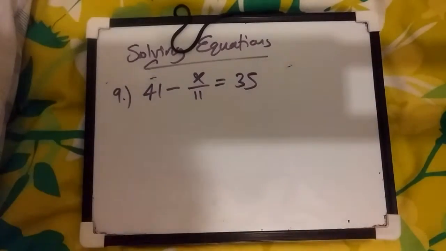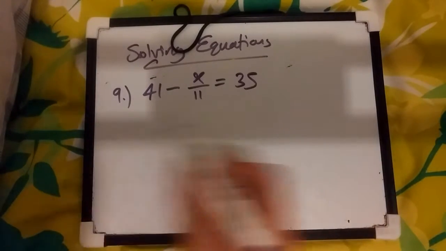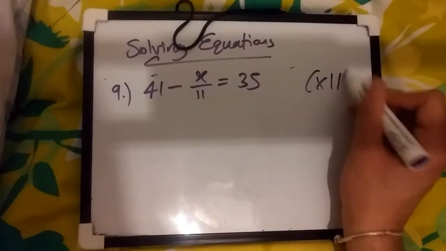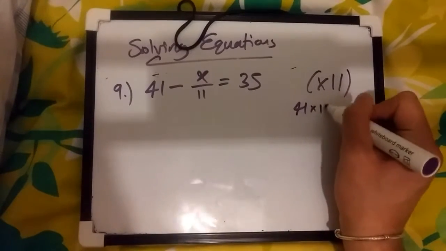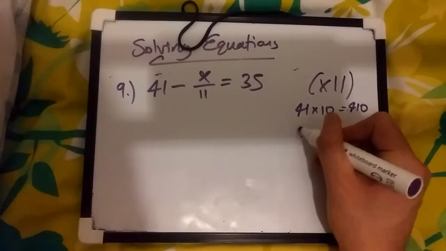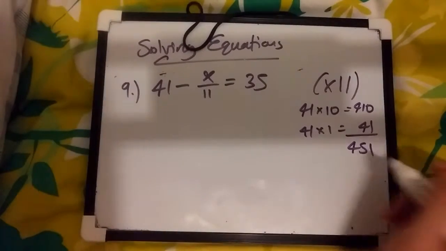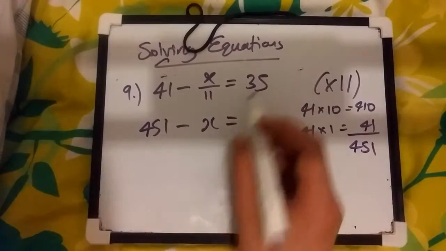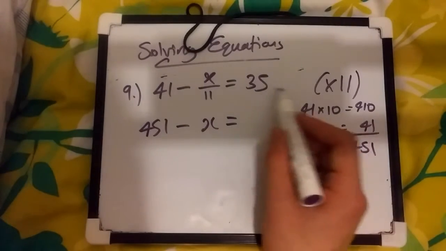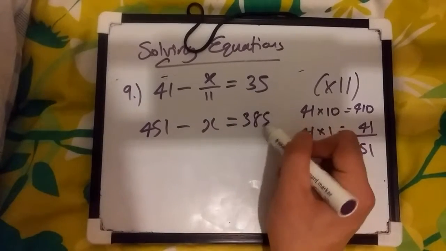Okay, challenging question now. The first thing you want to do, clear out the 11, so times everything by 11. So multiplying everything by 11, so 41 times 11. Oh god, so we know 41 times 10 is 410. 41 times 1 is 41. Adding them up, you're going to get 451. Of course, the whole purpose is to get rid of the 11. 35 times 11, same process. 35 times 10 is 350. 350 plus 35 is 385.